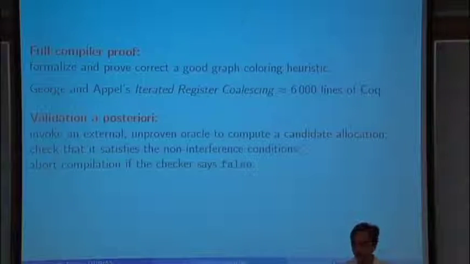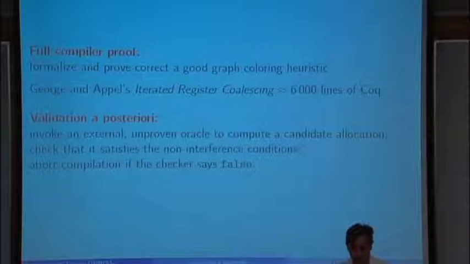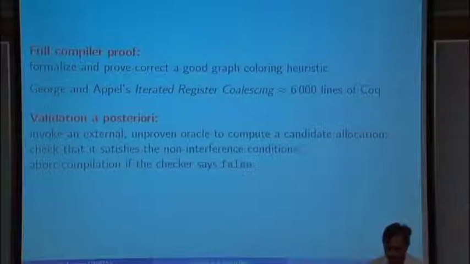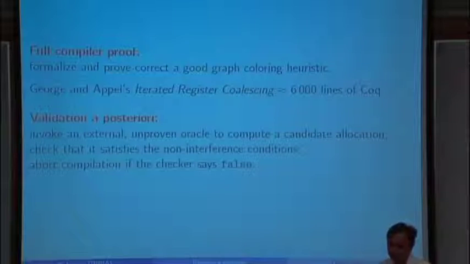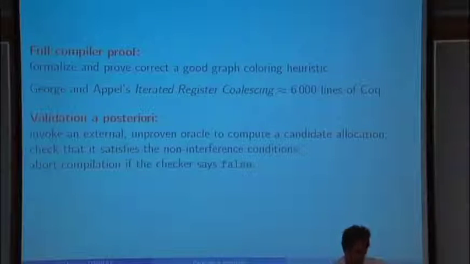We just tell the user something is buggy in this external oracle. However, if the checker says true, then we know that we have a correct coloring, and so we can prove now that the program transformation is correct. So this is what we are going to do.